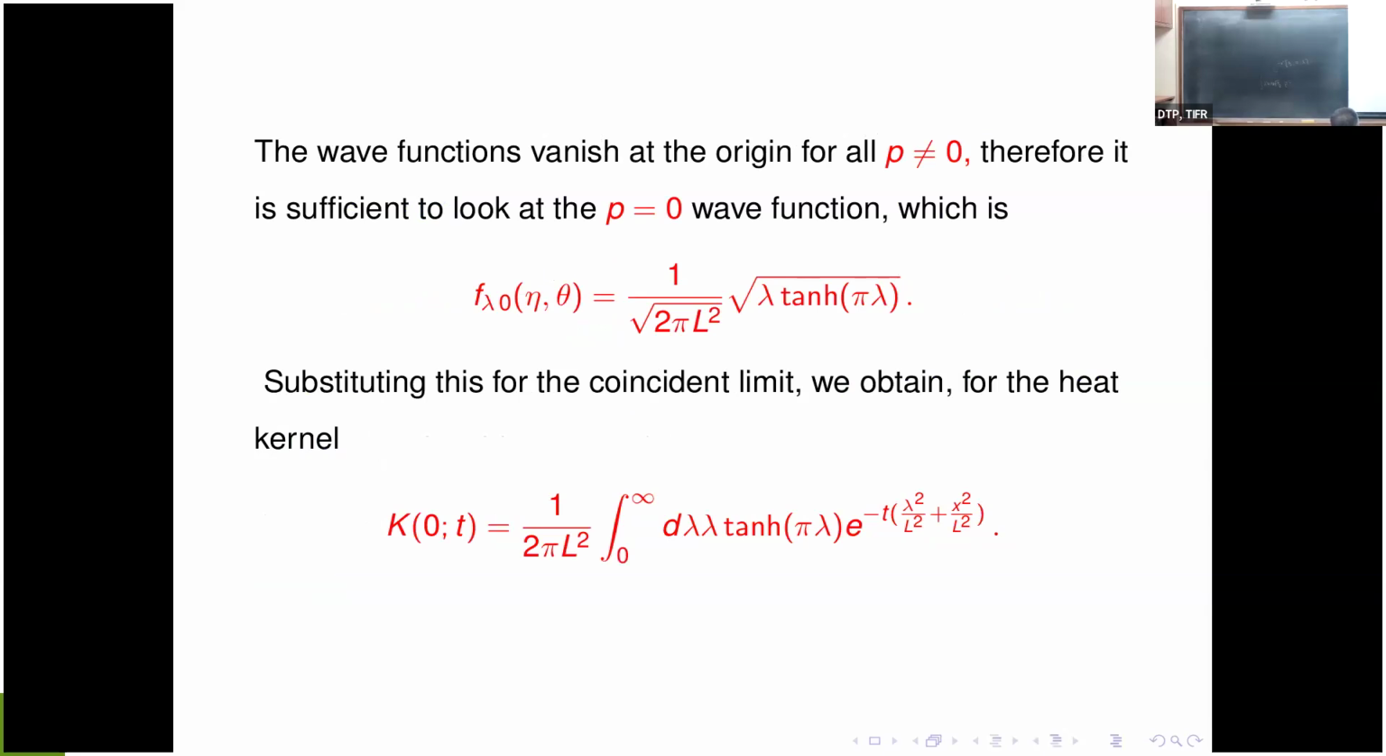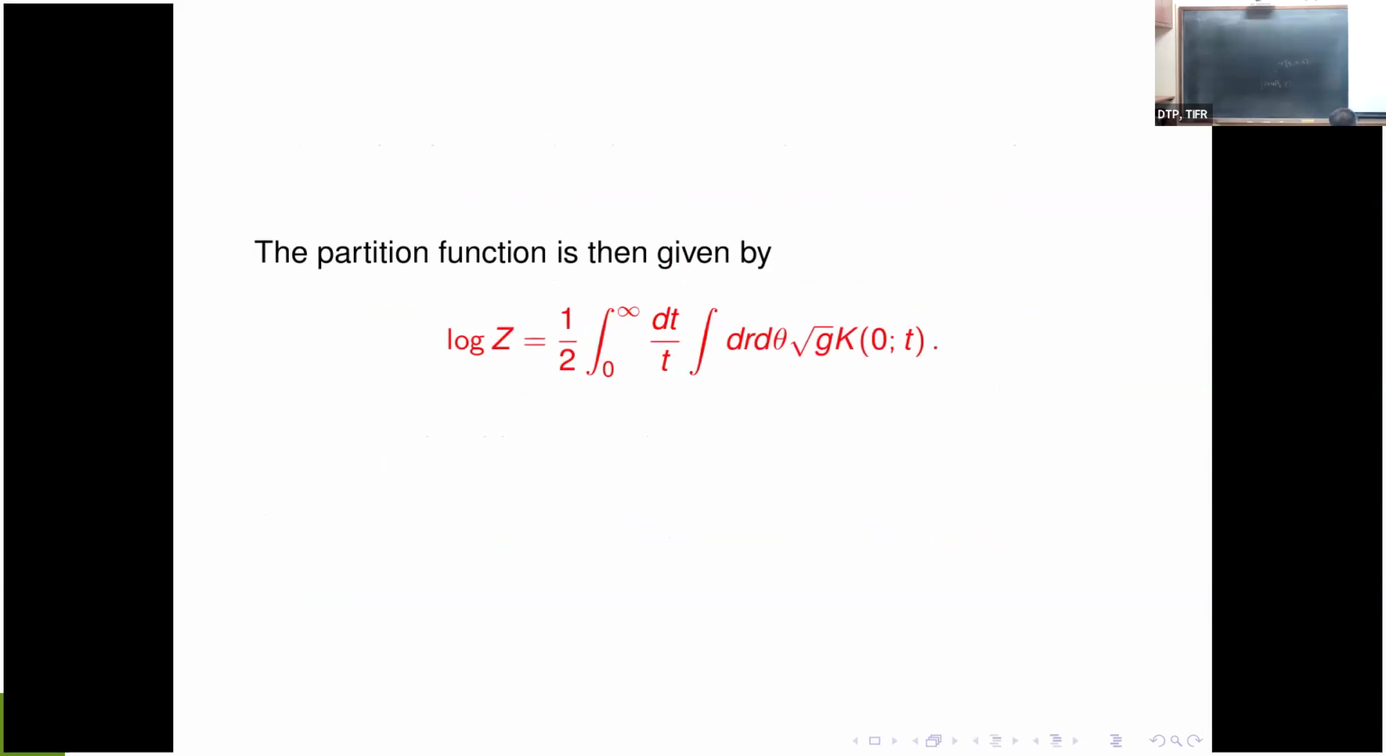So there's a square of that wave function, weighted by the spectral weights, lambda squared plus x squared by L, and then we need to integrate from 0 to lambda. So this is the heat kernel. And for the partition function, you have to do a dt by t of this. And that's the partition function.